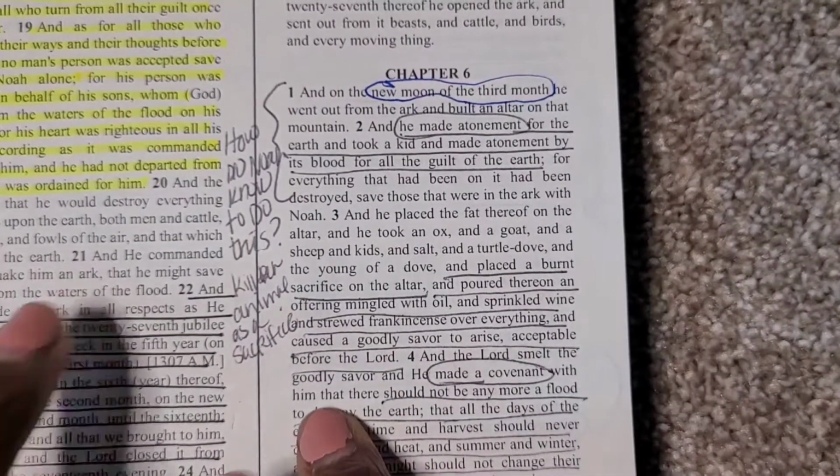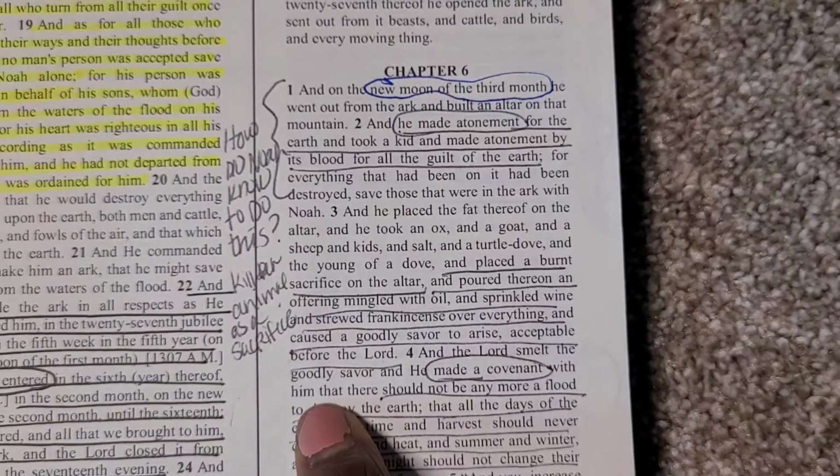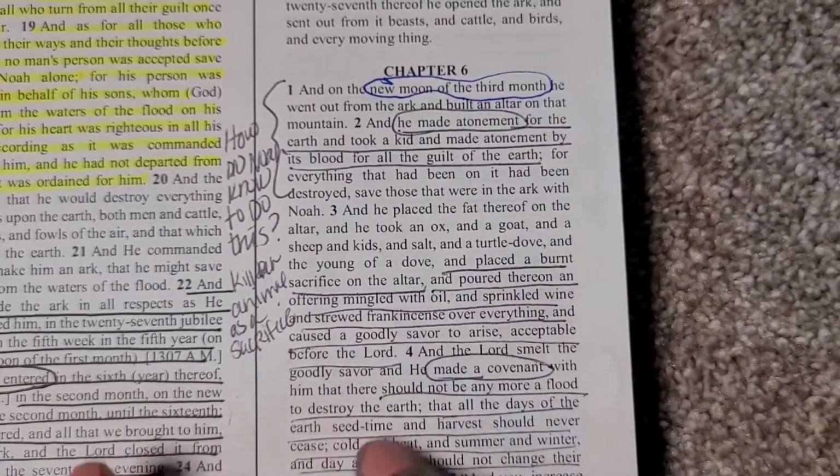Okay, so this is important. God makes a covenant with Noah after he gets off the ark, in the third month. You should already know what this covenant is. That's going to be kind of like a recurring theme here.